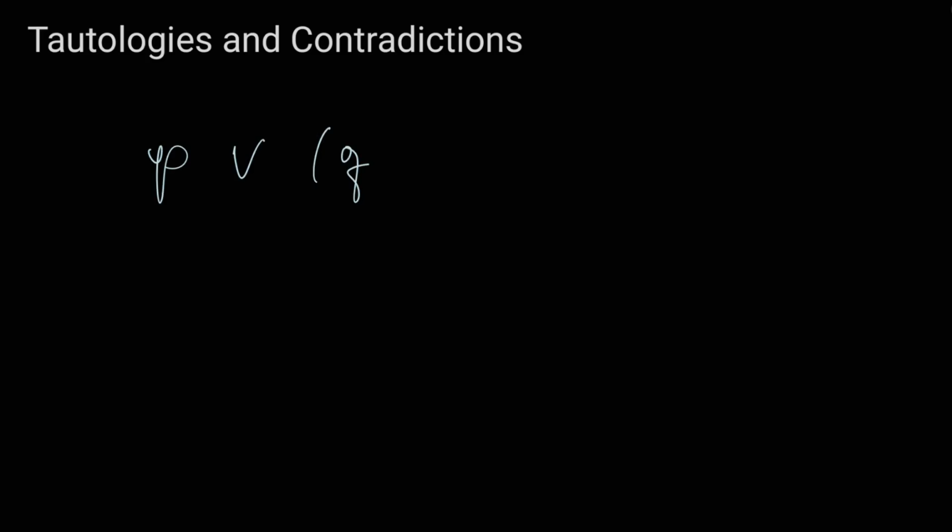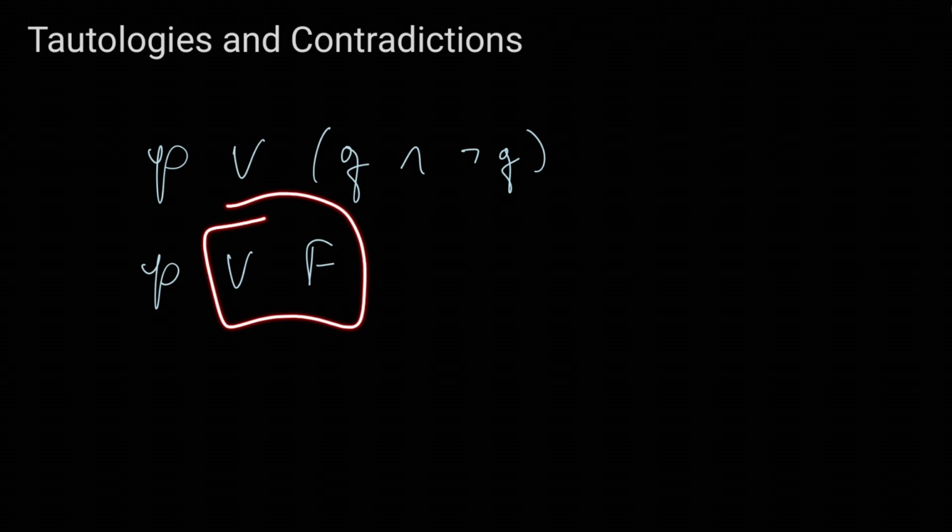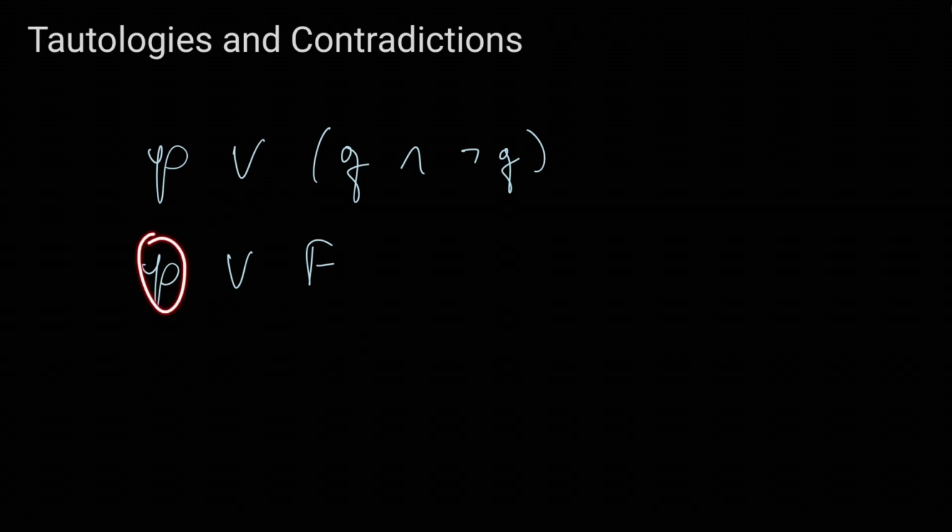Now let's use a contradiction. Take this statement, P or (Q and not Q). Here, Q and not Q is always false. It's a contradiction. So we have P or false, and anything or false is just the original thing, in this case, P. So this simplifies to P as well. And again, this is logically equivalent to just P.